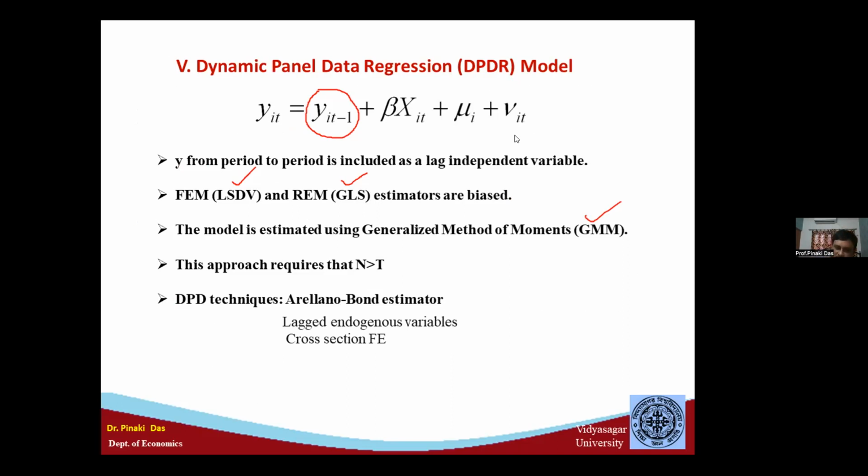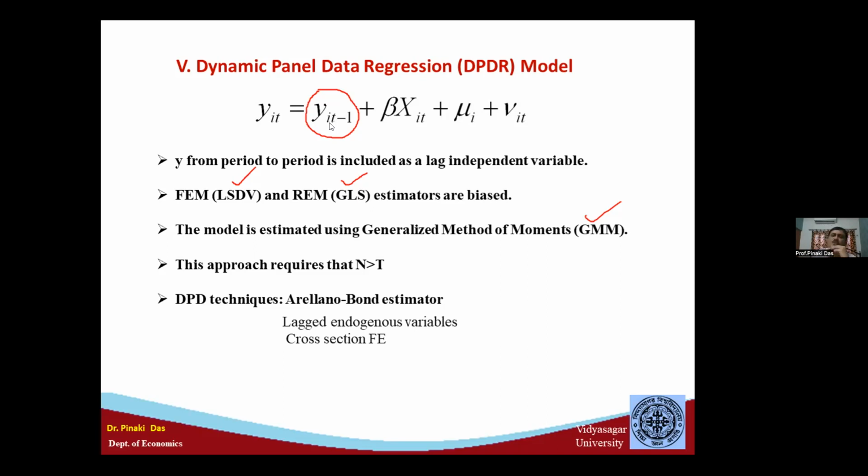Okay, good. Actually, in this regression equation, we have introduced a particular term, Y_it minus 1. This term is treated as the lagged dependent variable. Y_it is the dependent variable, X_it is the independent variable. Therefore, here we introduce the lagged dependent variable as an independent variable. And when we introduce the lagged dependent variable as an independent variable, then the panel data regression model is converted into the dynamic panel data regression model.